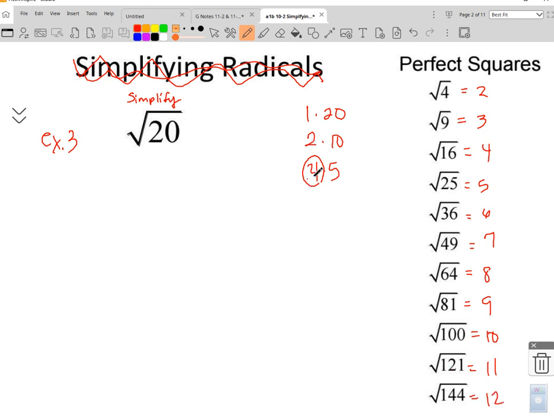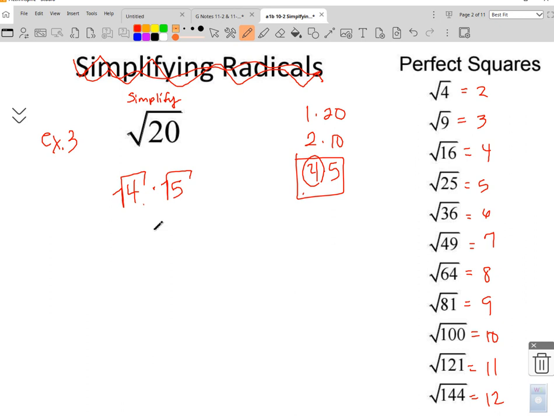So here, I'm looking for square root of a perfect square. So I can rewrite 20 using these factors, because 4 is a perfect square. I could rewrite this as the square root of 4 times the square root of 5. I'm telling you that those are equivalent. Does that make sense to you guys? You know, 4 times 5 is 20, so the square root of 4 times the square root of 5, it makes sense that that would be the square root of 20, right?